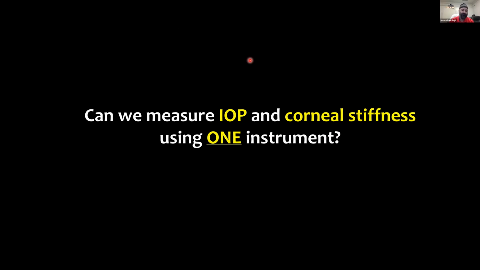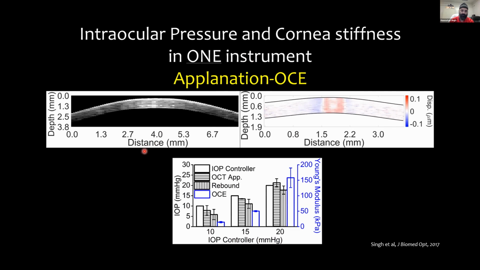Got it. And so what if we could measure the intraocular pressure and the corneal stiffness using one instrument? So we actually use our ultrafast scanner to create that. And basically with an applanation tonometer, we're able to measure the intraocular pressure, and using OCE, we're able to measure the stiffness of the cornea. And what we actually found is that our tonometer was actually more accurate than the rebound tonometer, but we were also able to map the stiffness of the cornea at the same time.